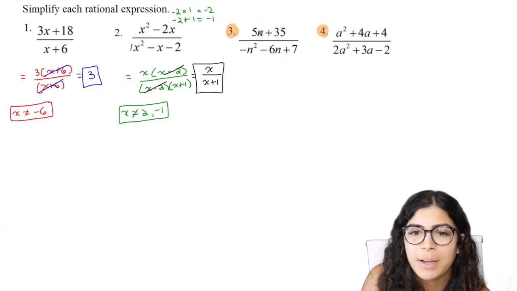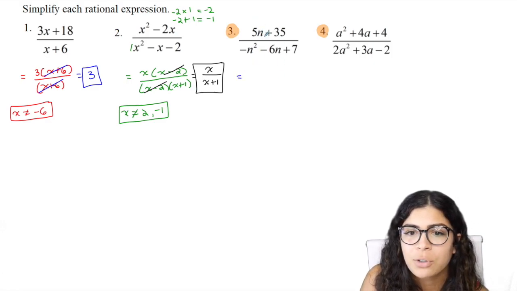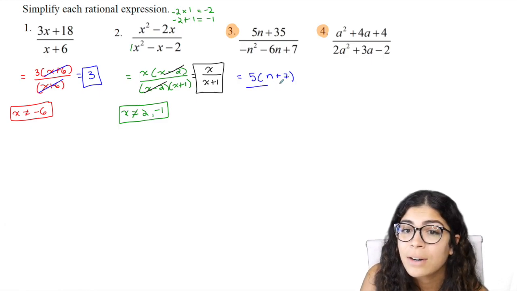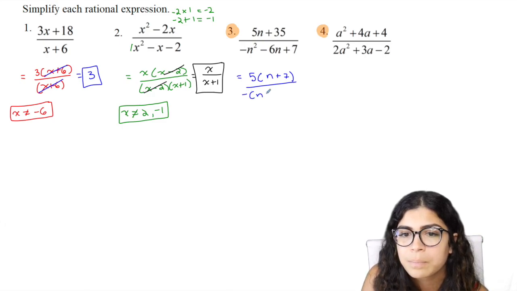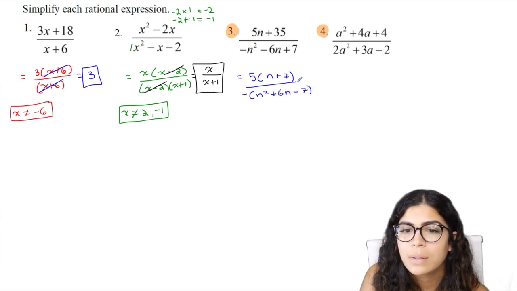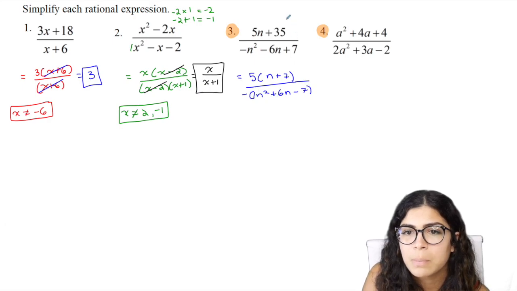Okay. So hopefully you were able to try that. So on the numerator, we're going to factor out 5, leaving us with n plus 7. And then the denominator, let's go ahead and factor out a negative first. A quick tip for factoring the trinomial, right? You always want to make sure if the front number is negative, I always factor out a negative first. And then now that the coefficient is 1, we're just looking for two numbers multiplies to negative 7 and adds to 6.